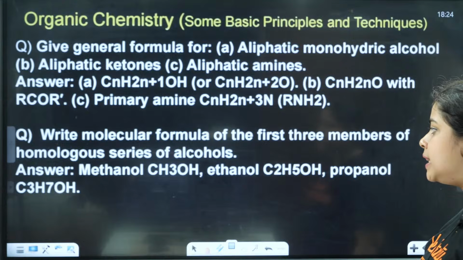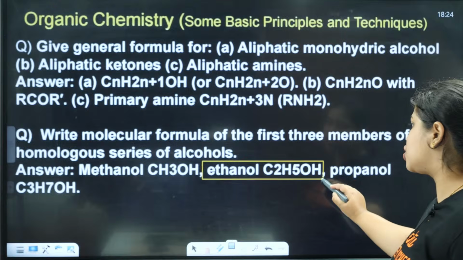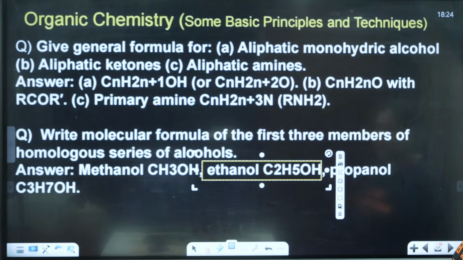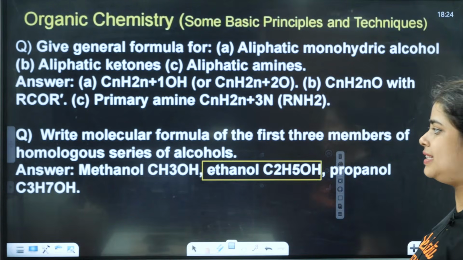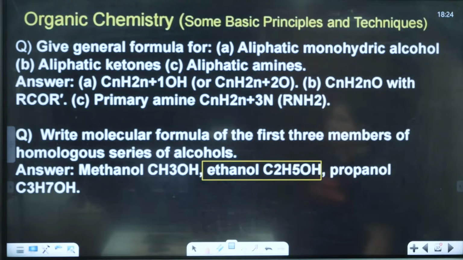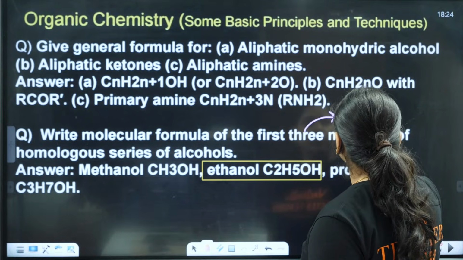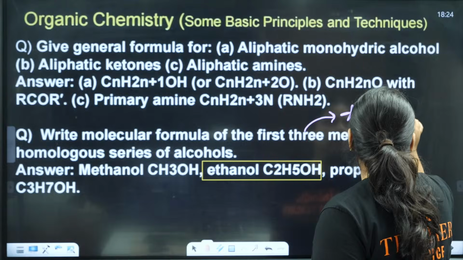Next comes, write molecular formula for the first three members of a homologous series of alcohols. First one is what? Methanol, that is going to be CH3OH, and then ethanol, that is C2H5OH, and propanol, that is C3H7OH. These are the things which you people need to remember. Molecular formula questions can be asked. This type of questions.